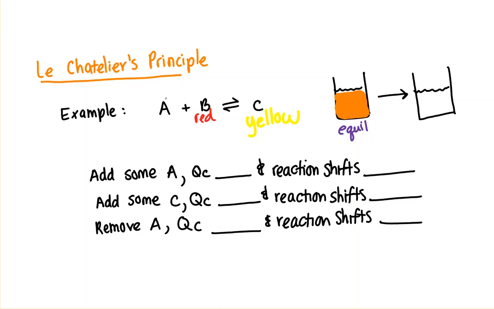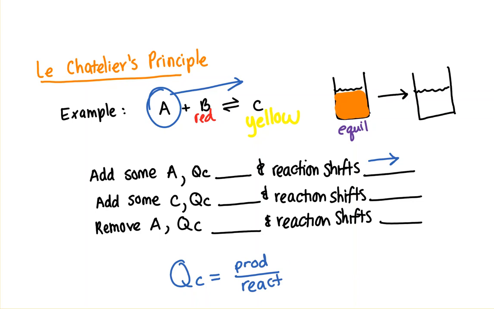And so if I add A, Le Chatelier's principle says that the equilibrium will shift to get rid of that A. And how does it get rid of A? It reacts to the right. And so I would expect the reaction to shift to the right. Now let's think about QC. Remember that QC is basically products over reactants.